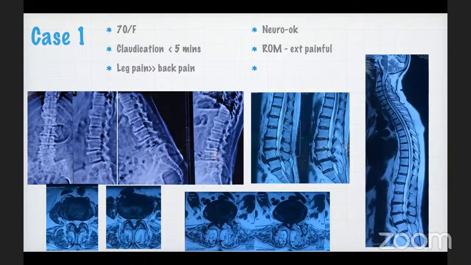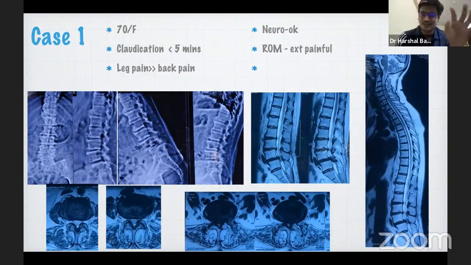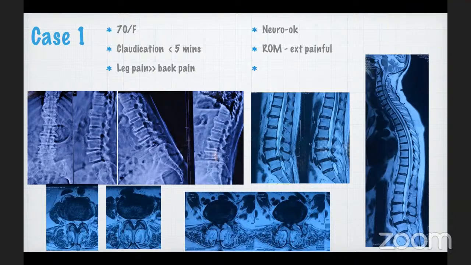Here the dynamic X-rays are seen, and her leg pain is more than neck pain. So we have to see how her conservative management has gone, and she has tried blocks and has failed. So most likely in this type of case, I will try to address only L4-5 if at all I plan to fix, and maybe undercut L3-4.